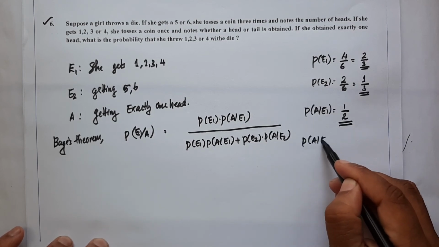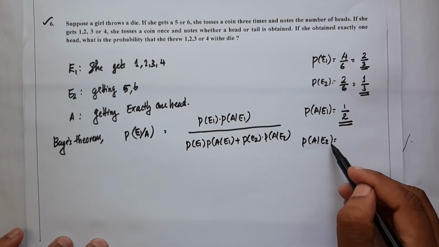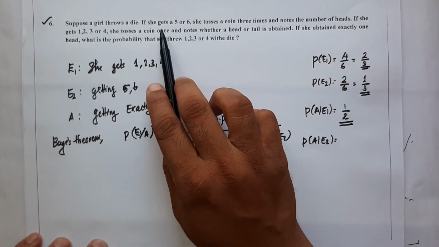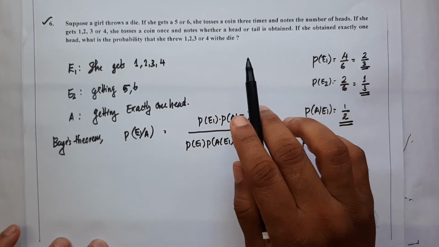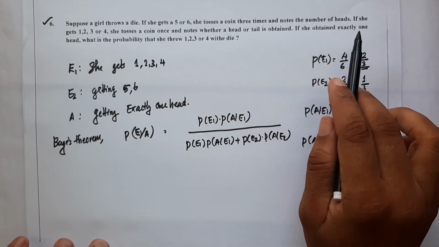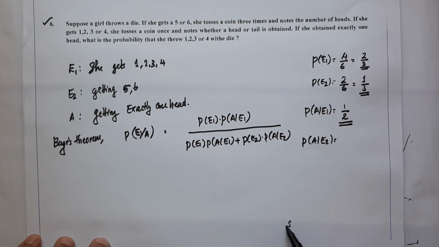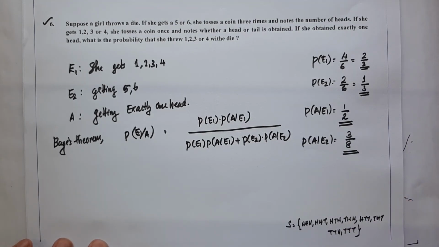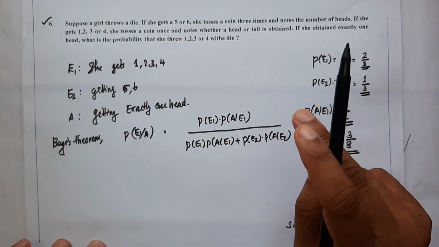Then P of A given E2, that means the probability of getting exactly one head when the event E2 happens. E2 means when the die is thrown, she gets 5 or 6. Then she tosses a coin 3 times. When a coin is tossed 3 times, the possible outcomes are HHH, HHT, HTH, HTT, THH, THT, TTH and TTT, 8 possible outcomes. There are 3 elements containing exactly one head: HTT, THT and TTH. Therefore the probability of getting exactly one head is 3 divided by total, that is 3 by 8.